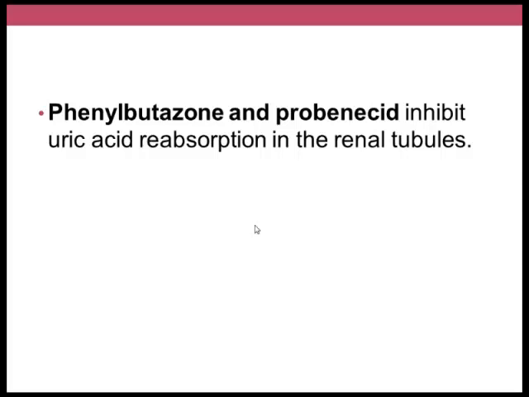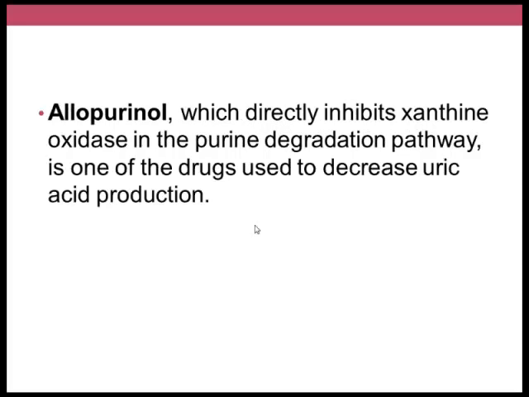Phenylbutazone and probenecid inhibit uric acid reabsorption in the renal tubules. These are two other drugs that can be used in the management of gout. Allopurinol directly inhibits the xanthine oxidase enzyme in the process of uric acid formation, and it is one of the drugs used to decrease uric acid production.